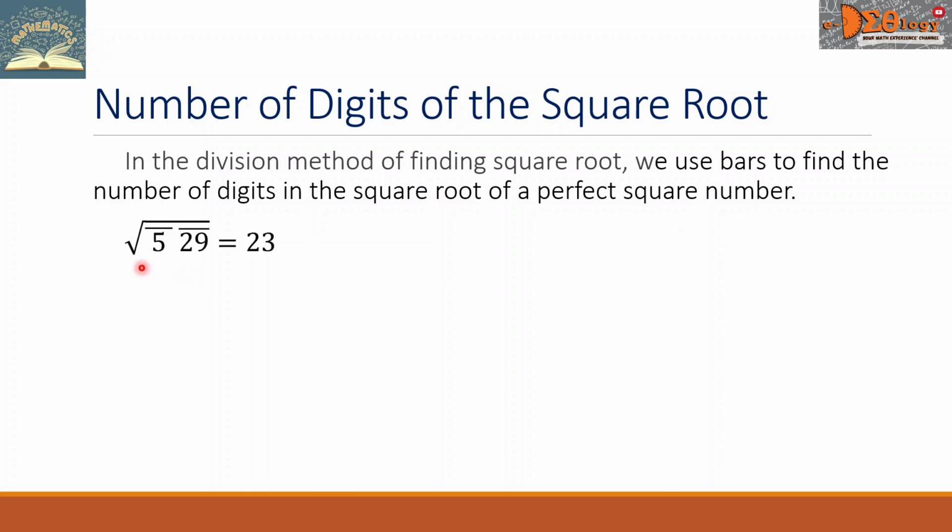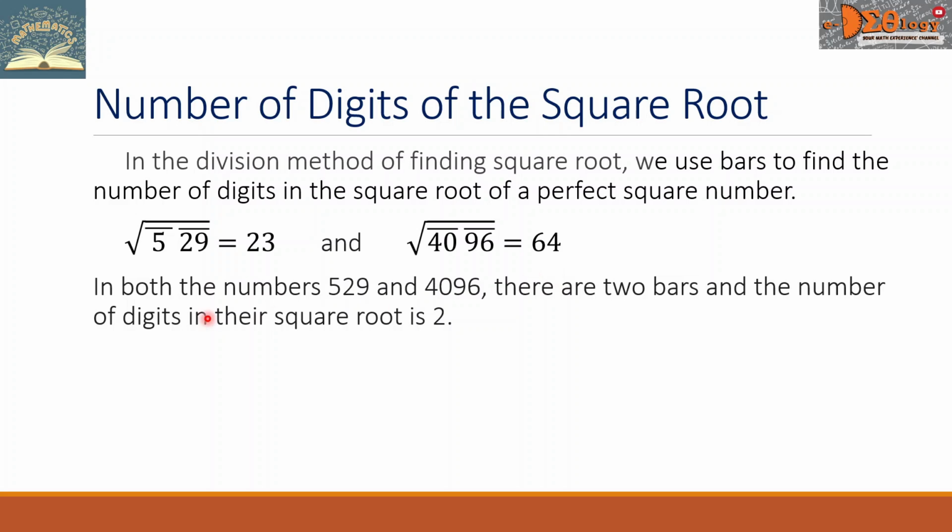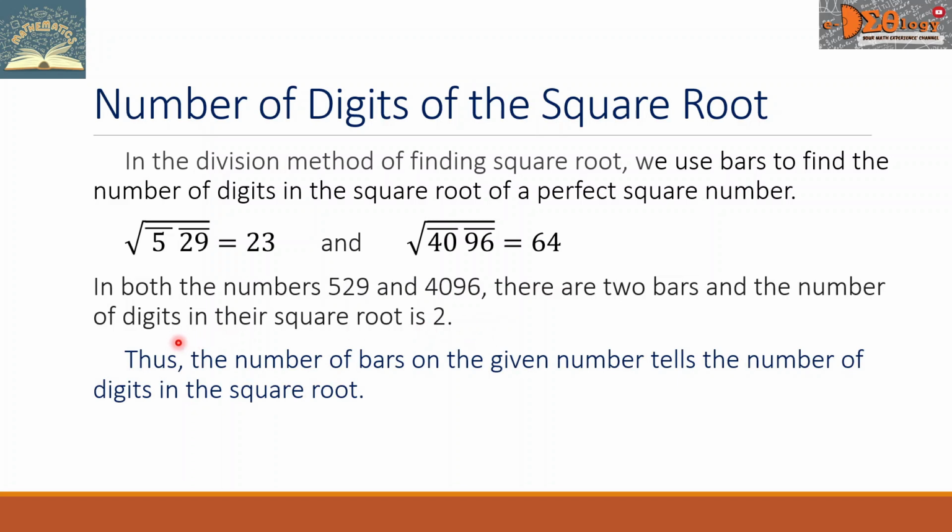Let's have the square root of 529, and that is 23. Another example, the square root of 4096, the answer is 64. In both the numbers 529 and 4096, there are two bars, and the number of digits in their square root is 2. Then we generalize. The number of bars on the given number tells the number of digits in the square root.